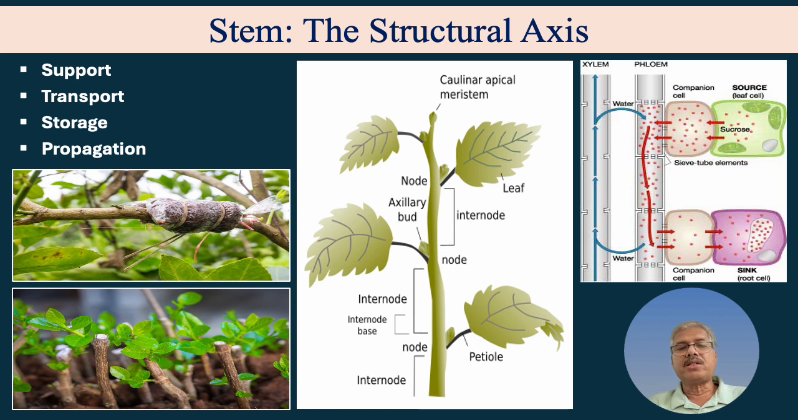In some plants, the stem can store food reserves or water. While the leaves are the primary sites of photosynthesis, green stems can also contribute to the process. Some stems are modified for vegetative propagation.